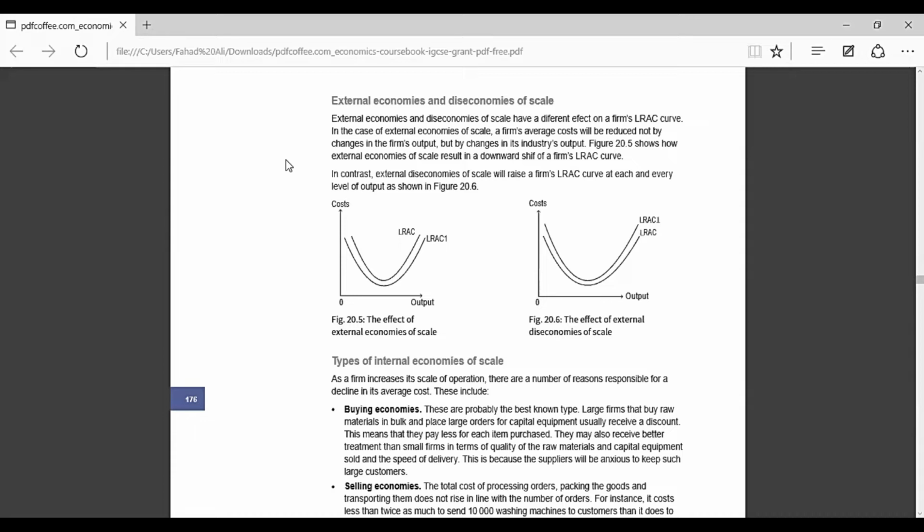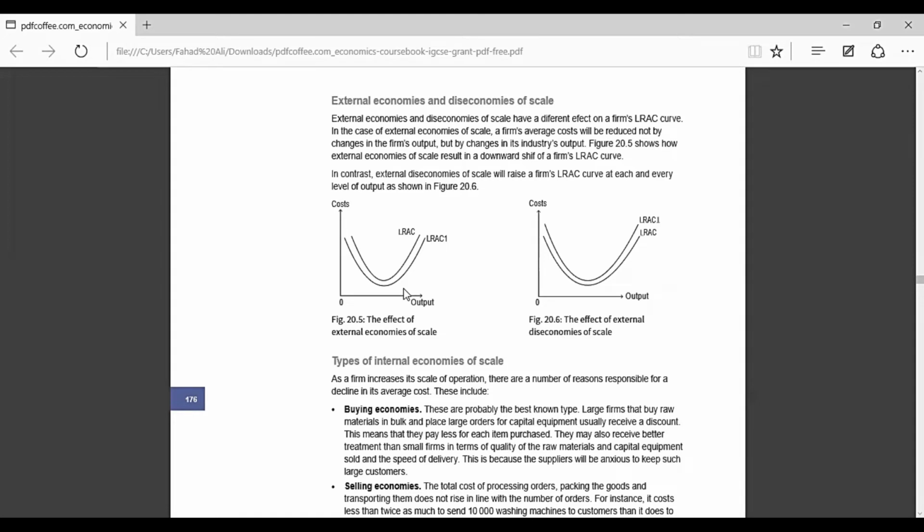So the industry gives us some factors which make the average cost of production lower to some extent. As you can see, this is the long run average cost curve, LRAC. This is the first curve. It has gone down to the second curve, LRAC. It has gone down to the next curve, which is drawn below it. This is termed as external economies of scale.